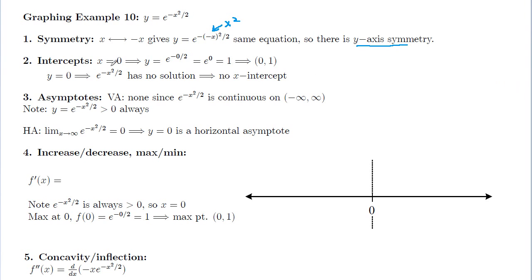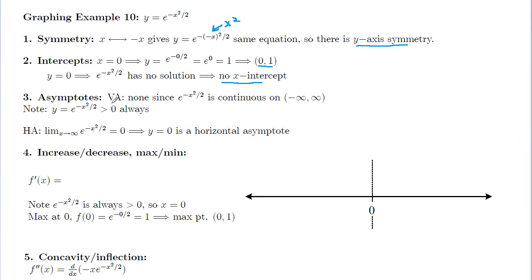For intercepts, if you set x equals 0, so plug 0 in here for x, you get e to the negative 0 over 2, which is e to the 0 or 1. So 0, 1 is our y-intercept point, because we set x equals 0. And for the x-intercept, if you set y equals 0, so plug y equals 0 in here, set it equal to e to the negative x squared over 2, that has no solution. So we've got no x-intercept. So 0, 1 and no x-intercept.